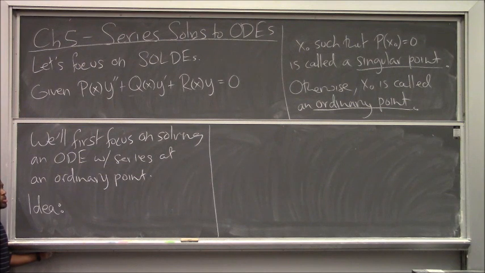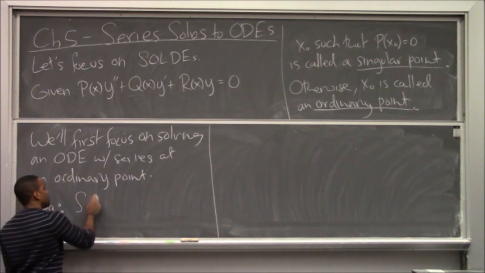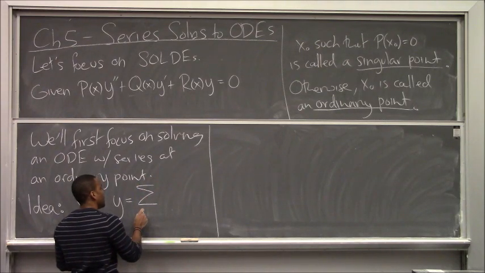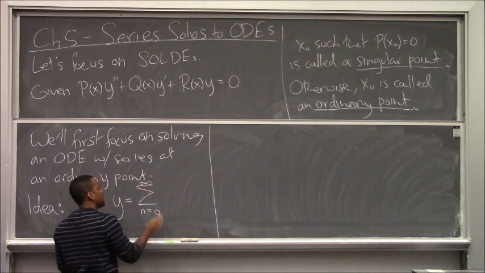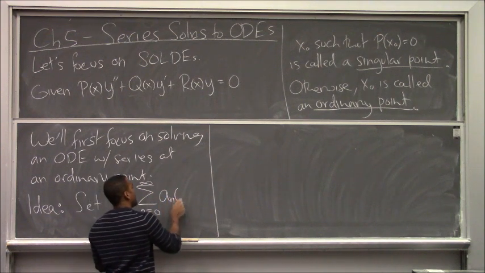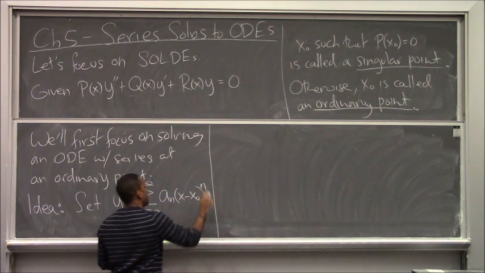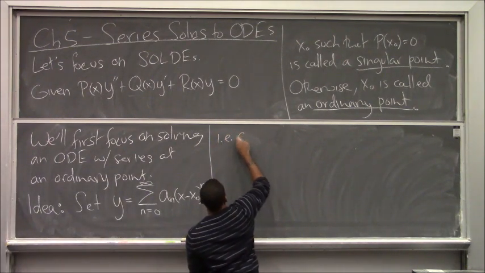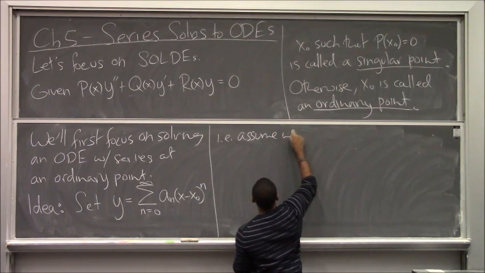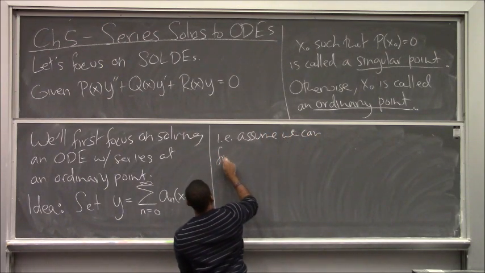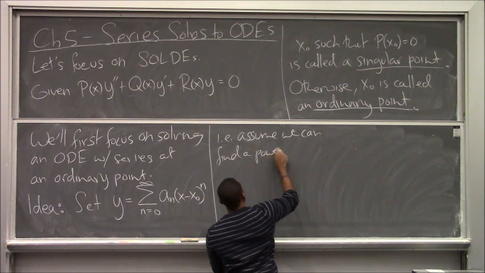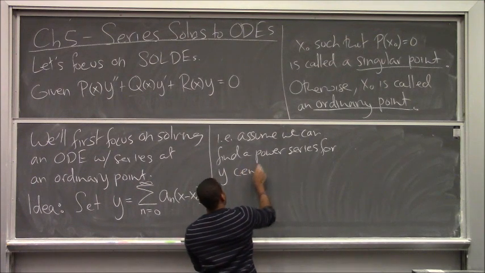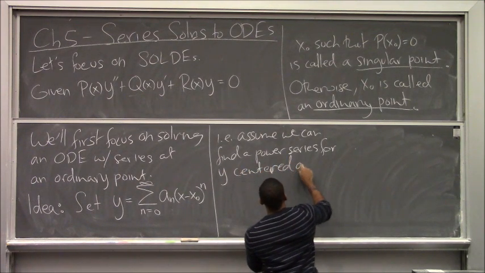So what we are going to do is pretty much the same thing. We're going to set y equal to some power series, the sum from n equals 0 to infinity of a(n) times (x minus x naught) to the n. That is, assume we can find a power series for y centered at the ordinary point.